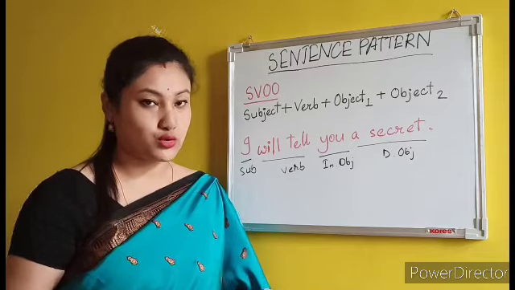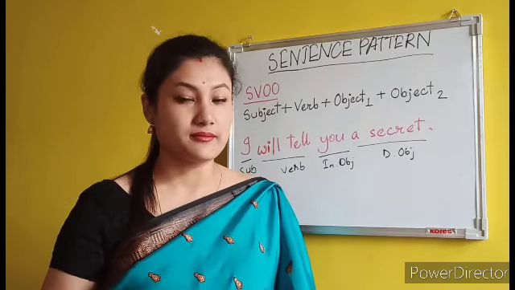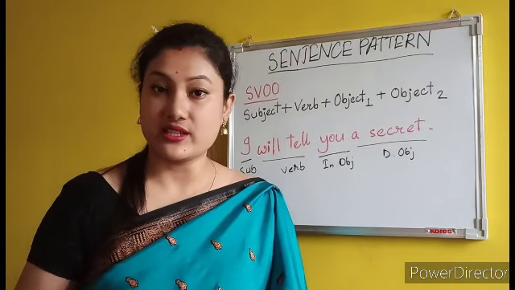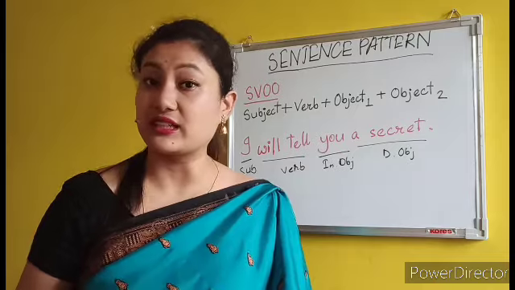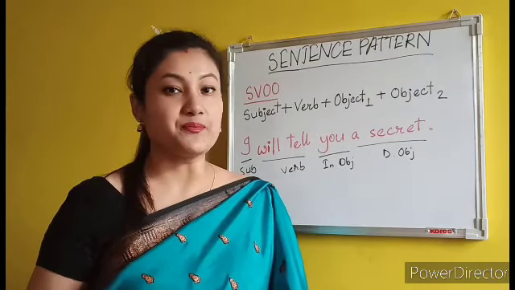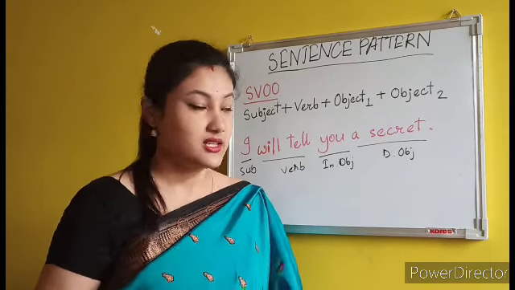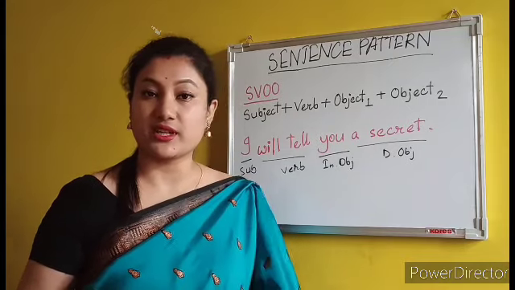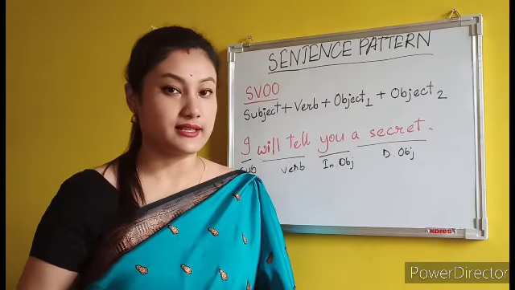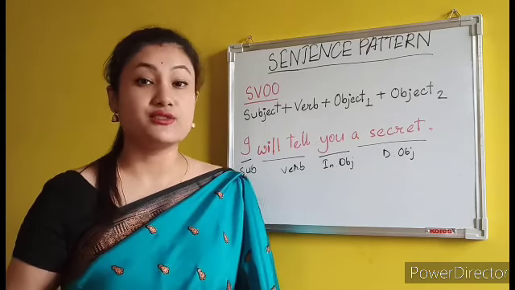Who do I tell? You. You receive the action. I tell you a secret. Since I tell you the secret, you are the one who received the action. So you is the indirect object. So I will tell you what? A secret. So that is why secret is the direct object.